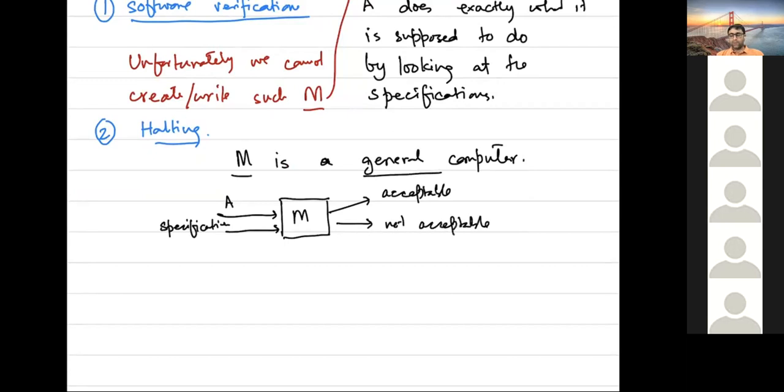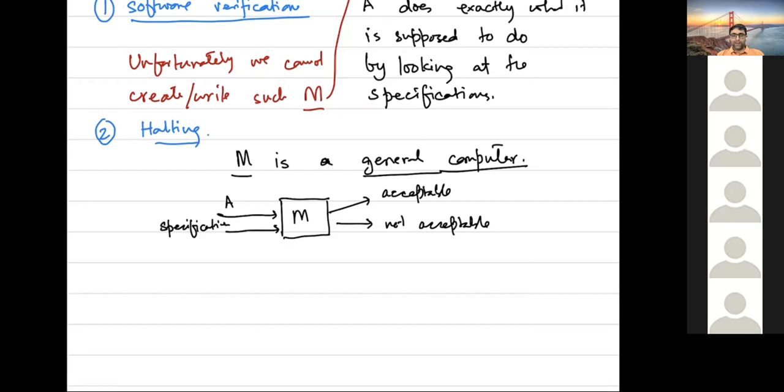Okay. M is a general computer. It does not know what kind of program it will receive. So when I say that A is a sorting program, we know it's a sorting program, right? But in general, it can be anything. It could be A, it could be M itself, right?